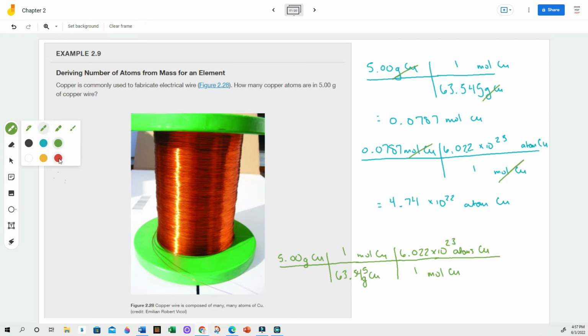So what I want to point out here, and I'll do it in red, is that my grams of copper canceled, and then my moles of copper canceled, and all I have left now is atoms of copper, which is exactly what I want. So this, of course, equals the exact same number. You just did it in one step instead of 2. Again, either way, just make sure it makes sense to you.